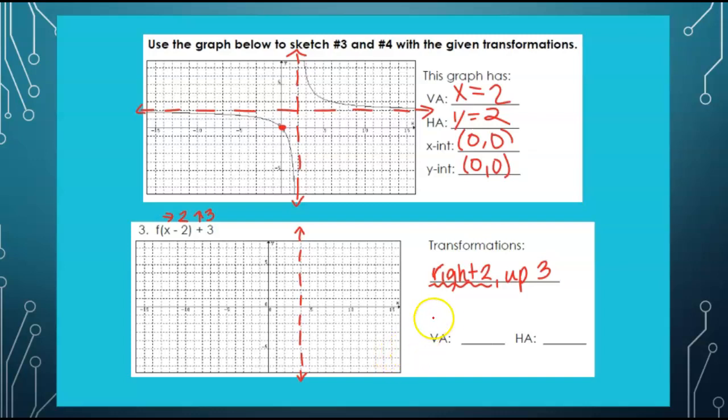So my vertical asymptote was at x equals 2, but then mathematically, what do you do when you move to the right? So my new vertical asymptote is at x equals 4. What about the horizontal asymptote? It was at y equals 2. It was here. But how are you shifting it? You're shifting it up 3. So if I shift it up 3, up, let's see here, 1, 2, 3, here's the new one. What is it going through? 5. It's going through 5. So I'm going to take my eraser and I'm going to erase the old one and leave the new one.